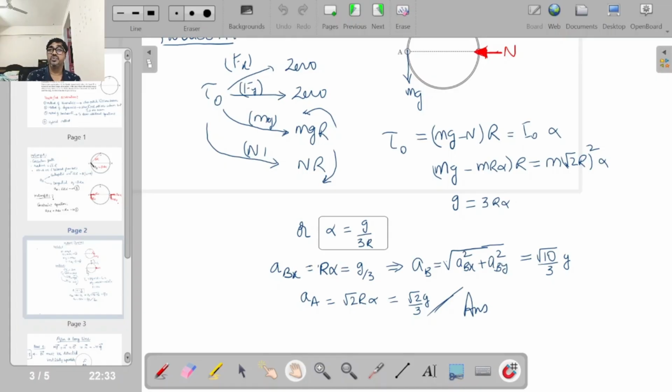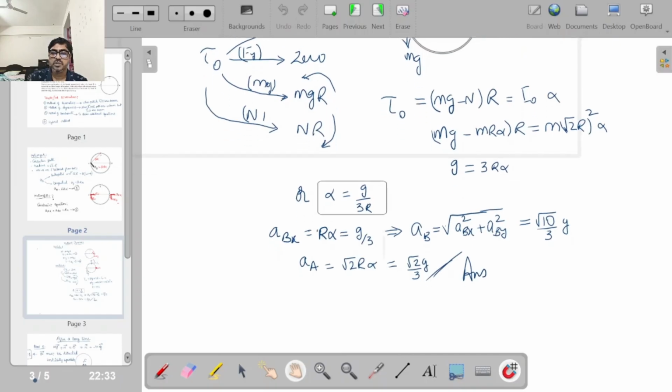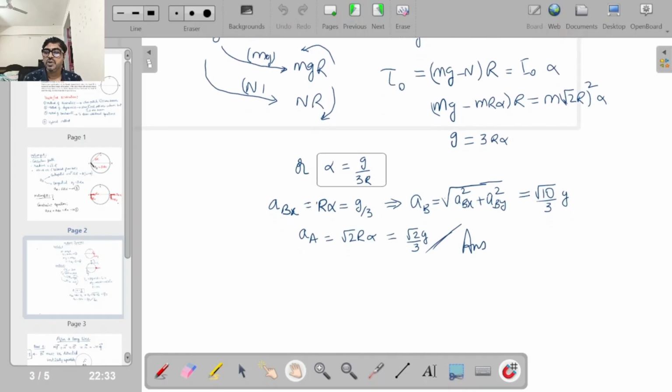You see what all the things we used: kinematics for A, a constraint equation for B, and we also used dynamics for translation, we also used dynamics of rotation. Everything has to be used here to solve it. Okay, once I have alpha, a_Bx is equal to R alpha, a_Ax equal to the same thing, R alpha, you got g by 3, and a_B equal to root over a_Bx squared plus a_By squared, and we got it. So a_A and a_B we got it. Simplification you can look at. I hope you understood the method basically. So that's the first part.